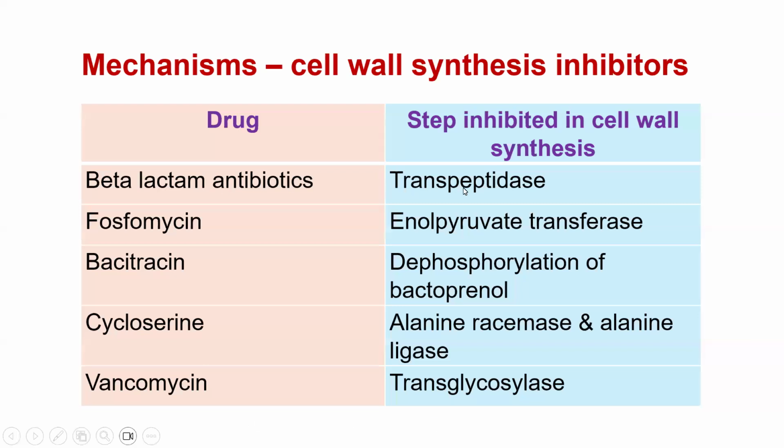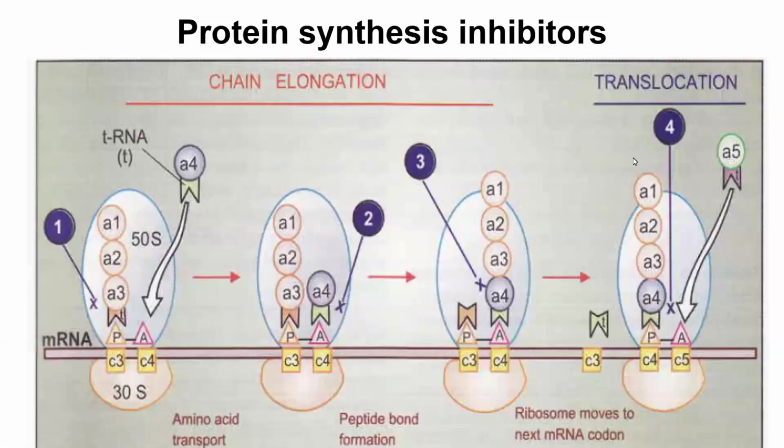Beta-lactam antibiotics mainly inhibit transpeptidase. Vancomycin mainly inhibits transglycosylase. So coming to protein synthesis inhibitors, I have told you 30S, 50S. So this is the first step. This diagram, this image, is given in Tripathi, so kindly refer.